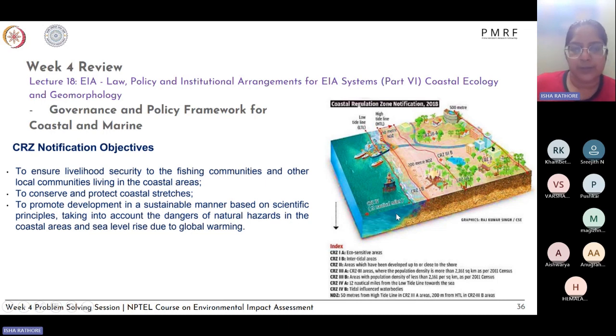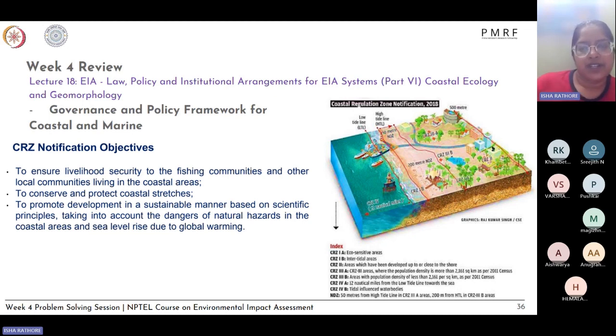For each of these CRZ coastal regulation zones, we have different rules and guidelines, because of the movement of water and the soil movement. Because of this movement of water, different guidelines and activities have to be regulated.